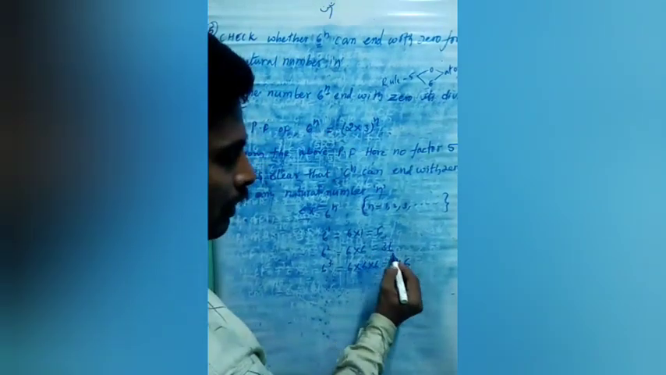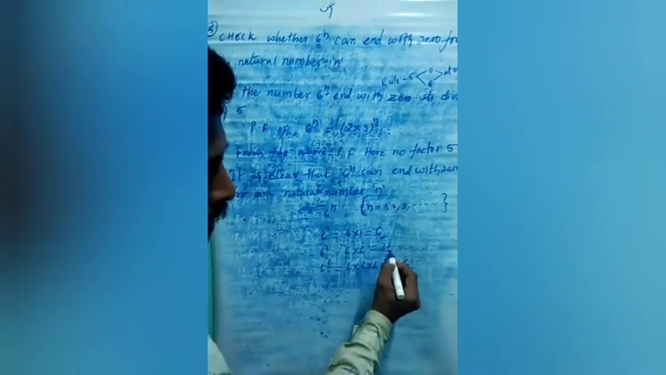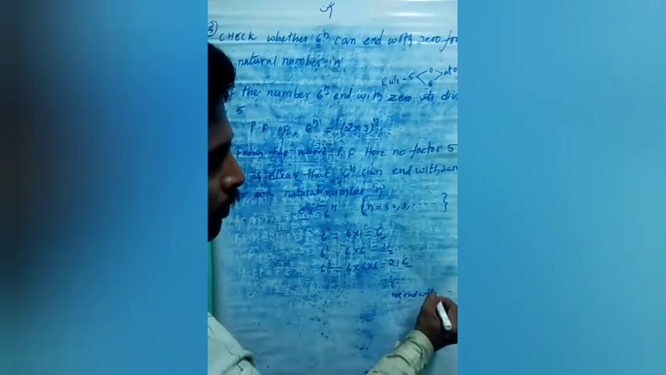So you observe these three. When you take any natural number as the power, the number gives the result only 6 at the ones place. It does not end with 0. So that is why 6 to the power of n cannot end with 0 for any natural number.